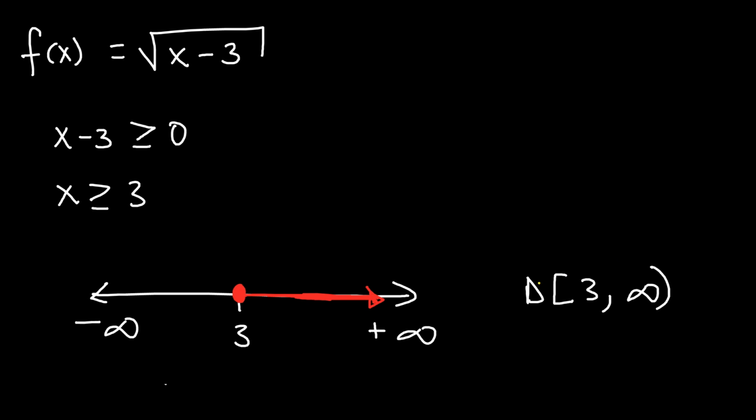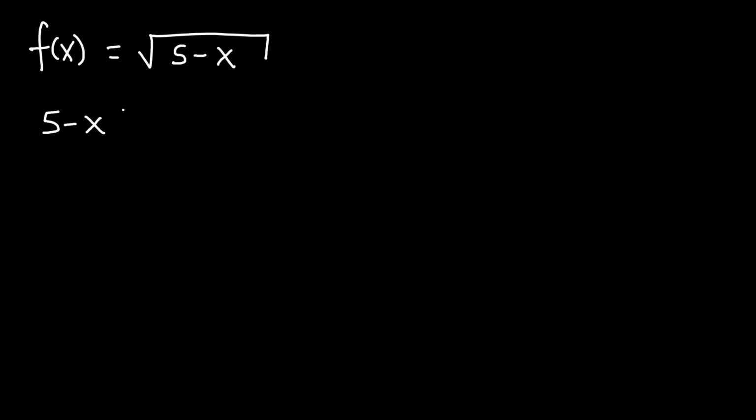So if a number is included in the solution, you use brackets. Now you try out this. Find the domain of the function, the square root of 5 - x. Once again, we know that 5 - x should be greater than or equal to 0. And so -x should be greater than or equal to -5.